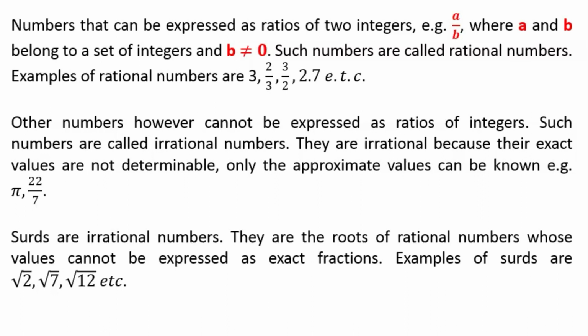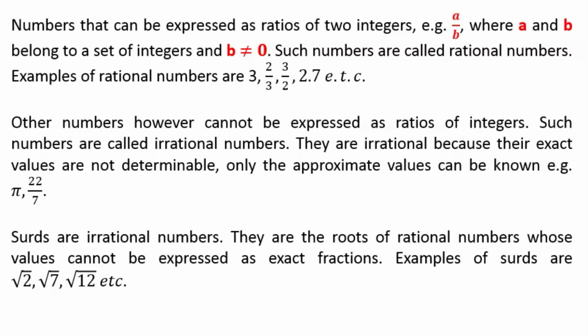Other numbers, however, cannot be expressed as ratios of integers. Such numbers are called irrational numbers. They are irrational because their exact values are not determinable. Only the approximate values can be known. An example of it is pi, just like we know pi to be 3.142 and so on and so forth.